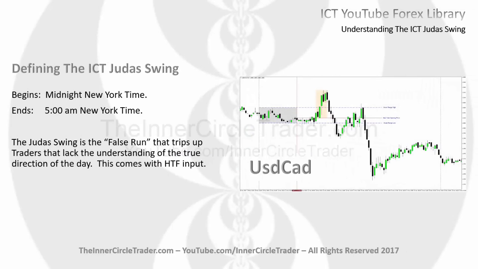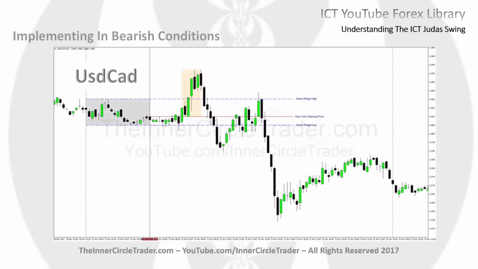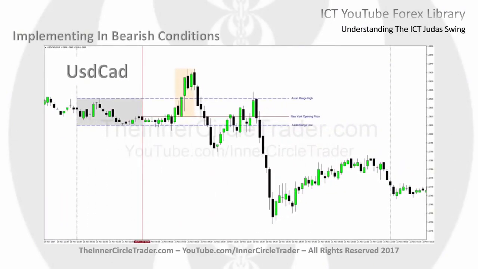Okay, now we're going to define the ICT Judas swing for a bearish scenario. Okay, so we're looking at the dollar CAD here. Very similar to what we just mentioned on the previous pair, the euro dollar. Now we're going to be looking at the dollar CAD with a very similar idea.